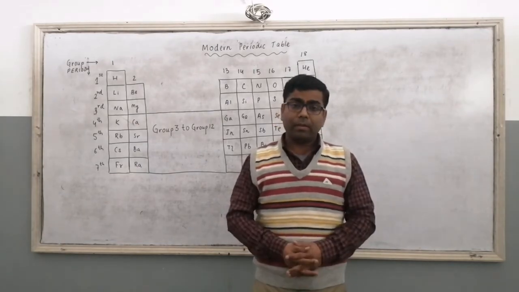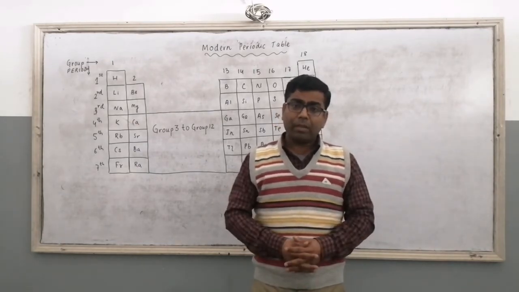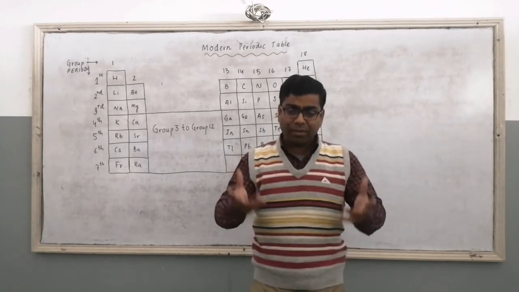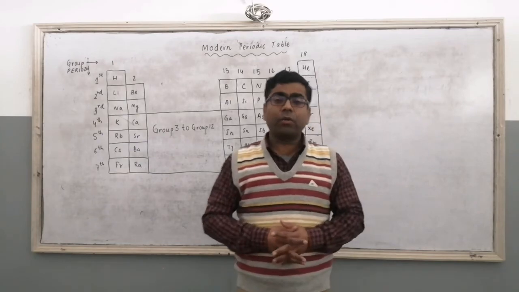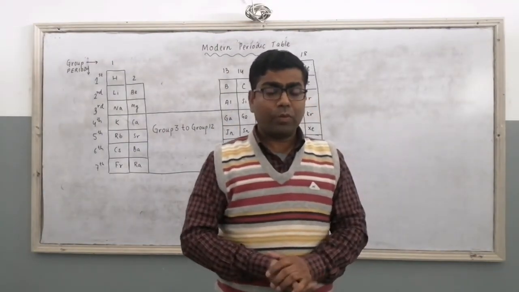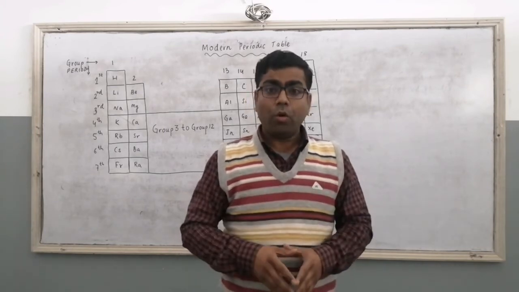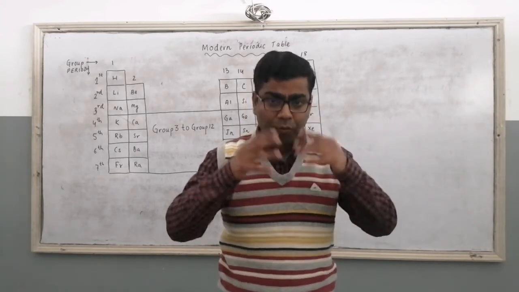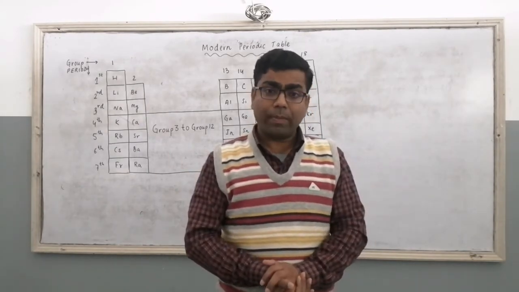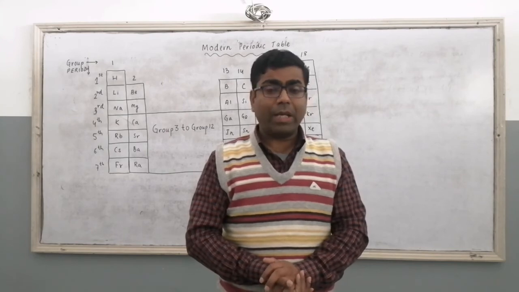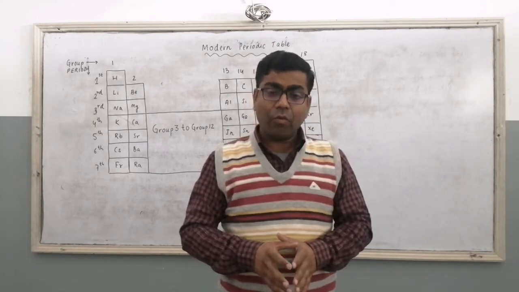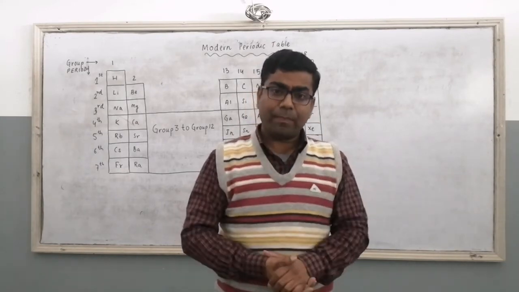So what's the reason? Reason is very simple. As we move from left to right, atomic size decreases. Or we can say valence shell undergoes contraction. Valence shell is coming closer to the nucleus. So naturally, the force of attraction on the valence shell electron from the nucleus will be more. So it's not easy to remove the electron. So whenever we move from left to right, electron losing tendency decreases while electron gaining tendency increases.